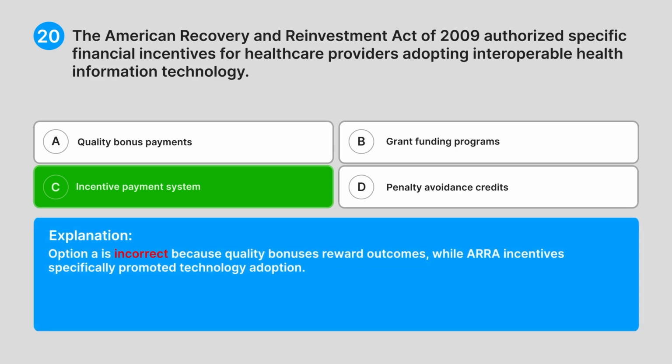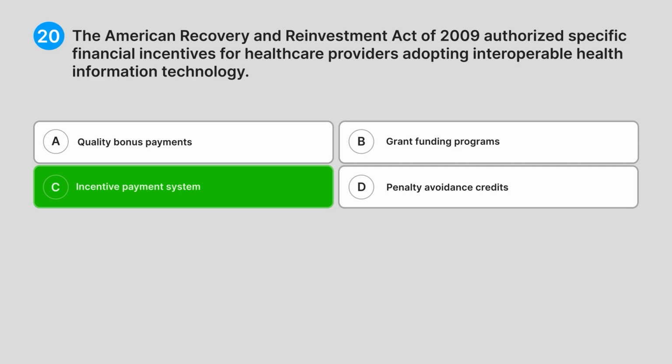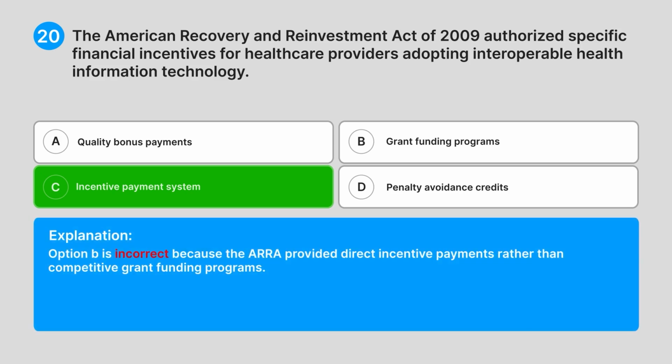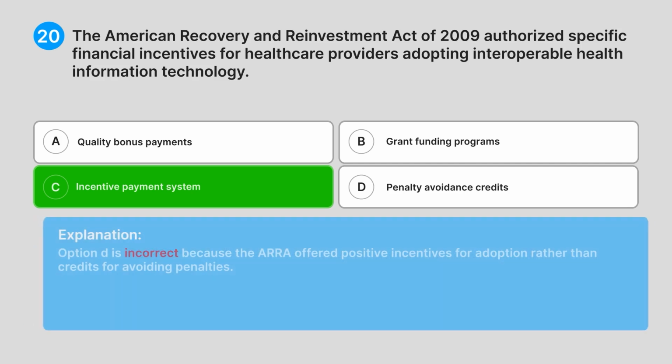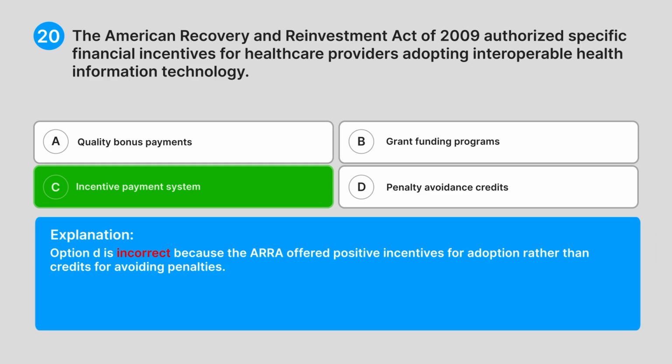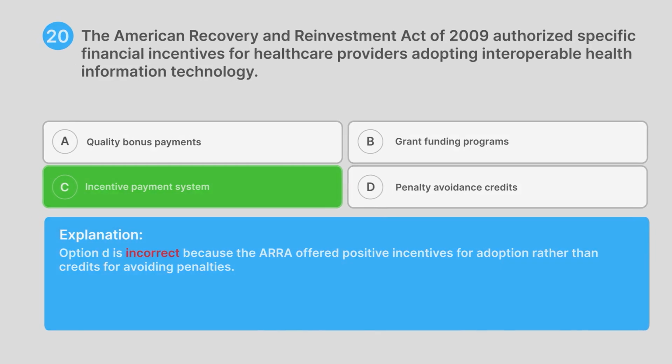Option A is incorrect because quality bonuses reward outcomes, while ARA incentives specifically promoted technology adoption. Option B is incorrect because the ARA provided direct incentive payments rather than competitive grant funding programs. Option D is incorrect because the ARA offered positive incentives for adoption rather than credits for avoiding penalties.